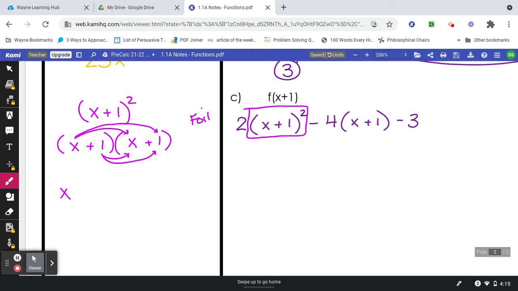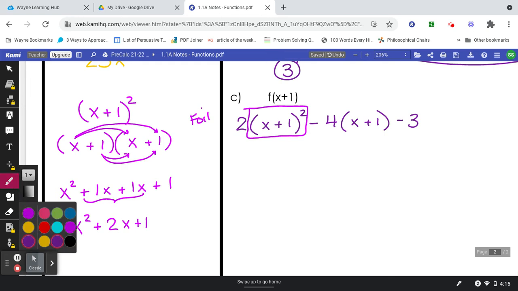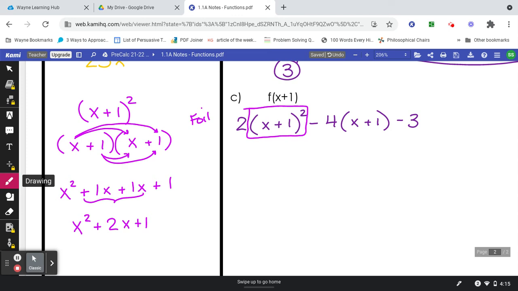So x times x, x squared. X times 1, 1x. 1 times x, 1x. 1 times 1 is 1. And we'll combine our like terms to get x squared plus 2x plus 1. And then we'll put that into our equation here, x squared plus 2x plus 1. Bring everything else down. And then you could distribute.